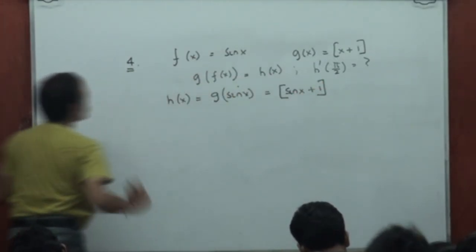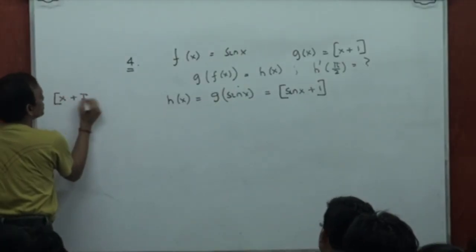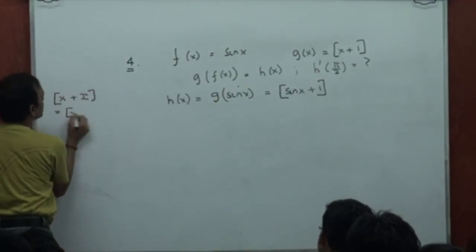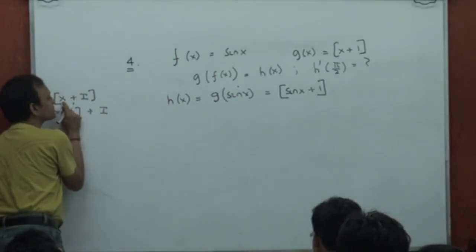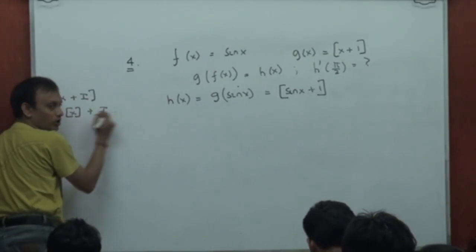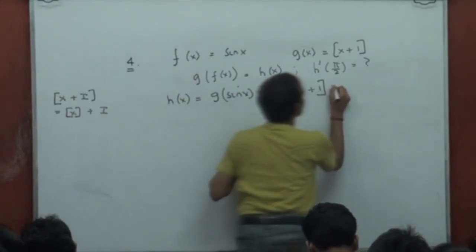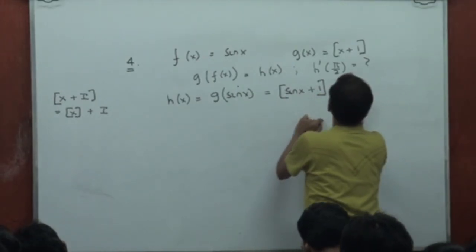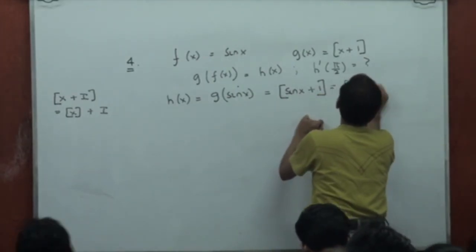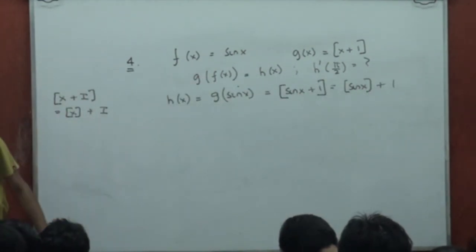Do you remember this? Box of x plus an integer would be box x plus an integer. For any real x, box of x plus an integer is going to be box x plus an integer, right? So this is like box of something plus 1. 1 is an integer. So this is going to be box of sin x plus 1, right?